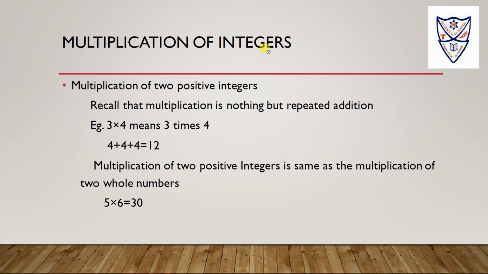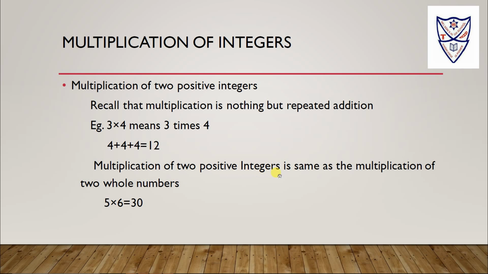Multiplication of integers. As you already know, in integers there are two types, positive and negative integers. The first point, multiplication of two positive integers. Recall that multiplication is nothing but repeated addition. For an example, 3 multiplied by 4 means 3 times 4, which means 4 is added 3 times. That means 4 plus 4 plus 4 is equal to 12.